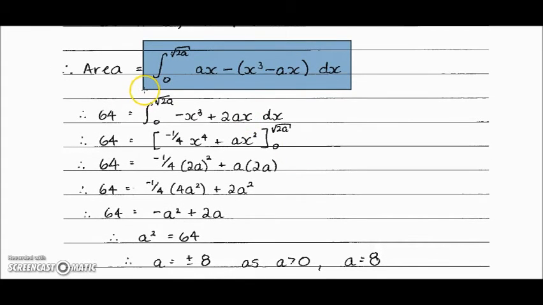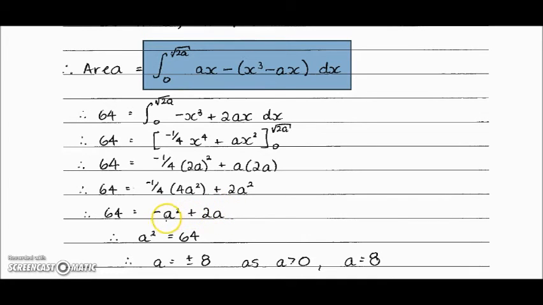Okay. Now, if we clean this up a little bit, we get negative x cubed plus 2ax. If we anti-differentiate, we get negative 1/4 x to the 4 plus ax squared. If we sub in root 2a, now the square root of 2a to the power of 4 is 2a squared, and the square root of 2a squared is 2a. So we end up with this. Now 2a all squared is 4a squared. So we end up with negative 1/4 4a squared plus 2a squared. Those 4's will cancel, and we just end up with this. Negative a squared plus 2, there should be a squared there, sorry, 2a squared.